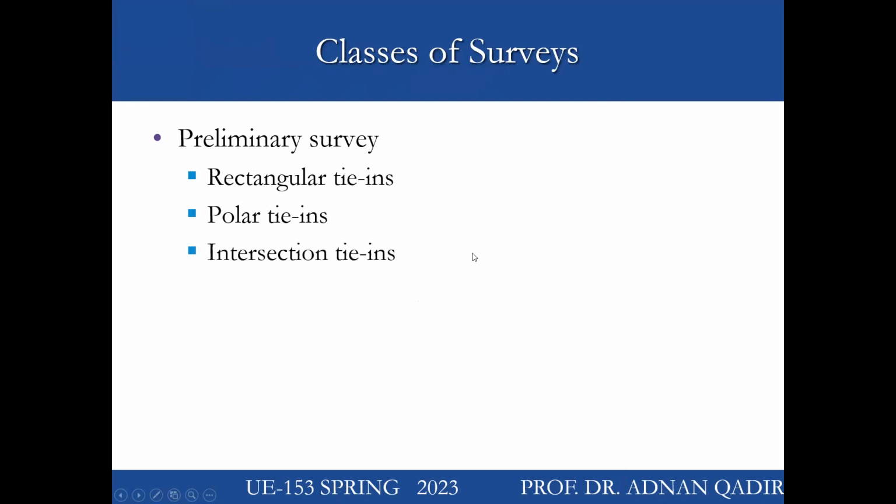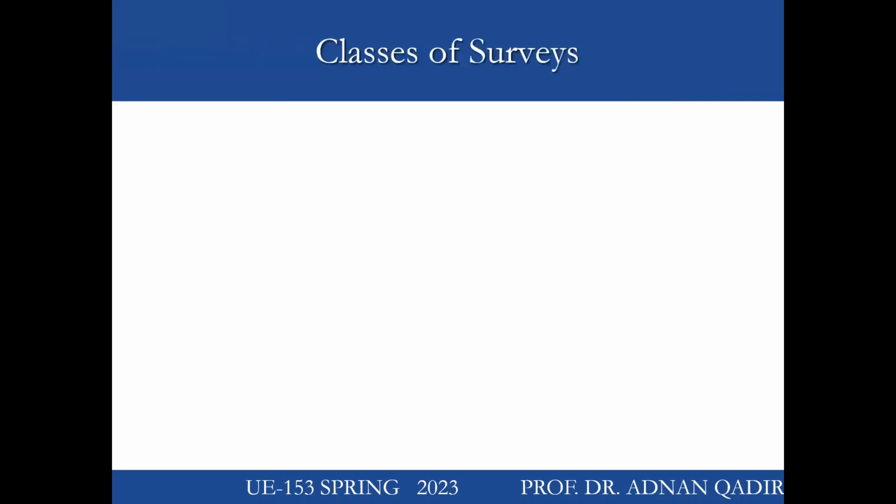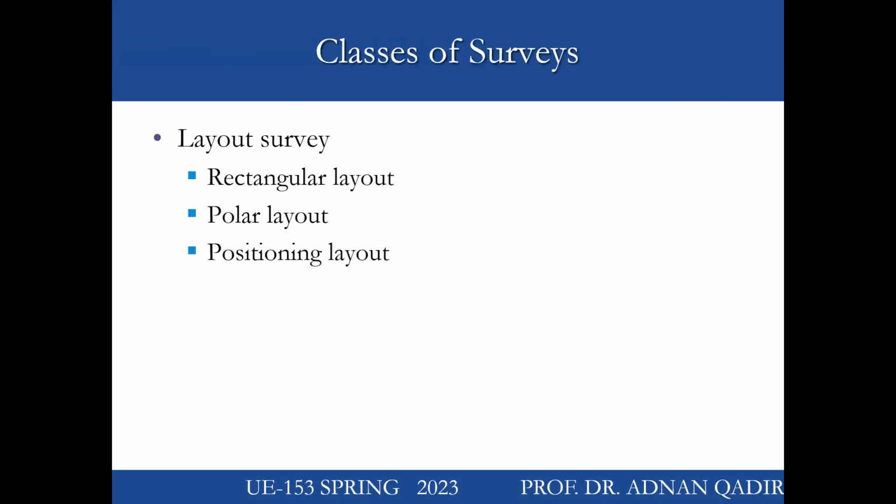Then we have intersection ties, in which we know the intersection of the coordinates. We have to position the ties. Then the layout survey: rectangular layout, polar layout, positioning layout, machine guidance.